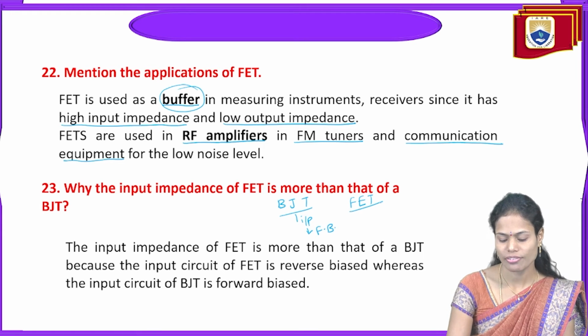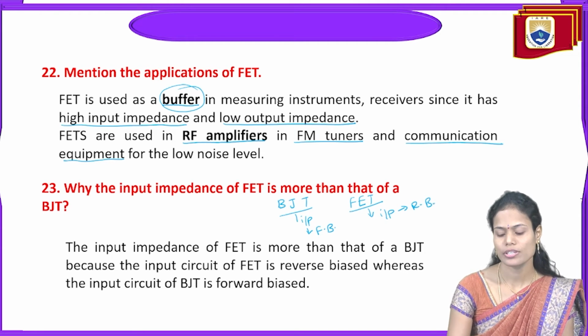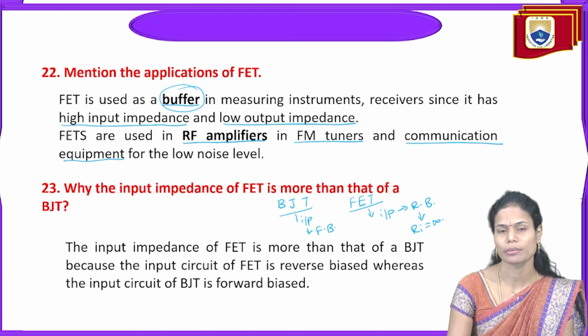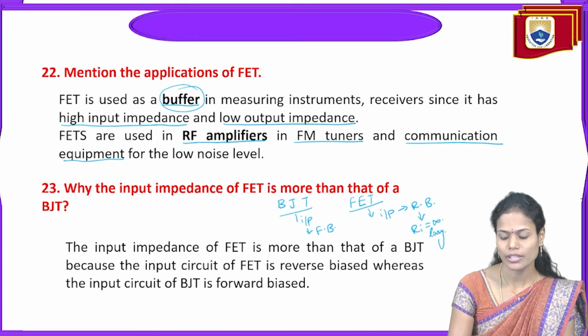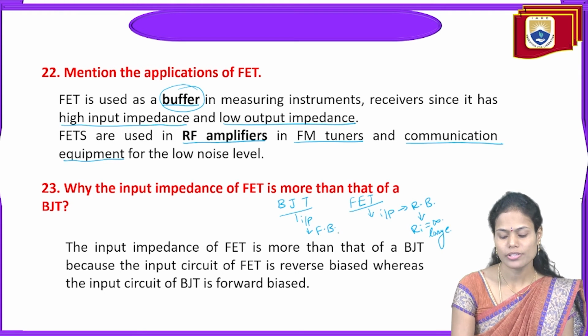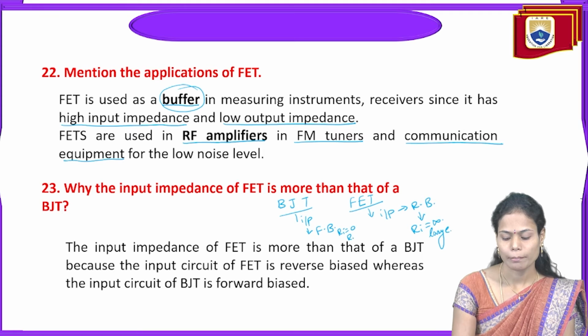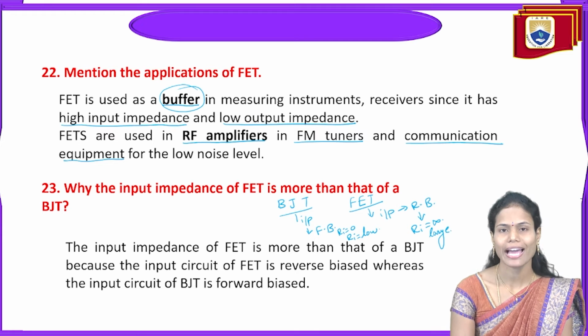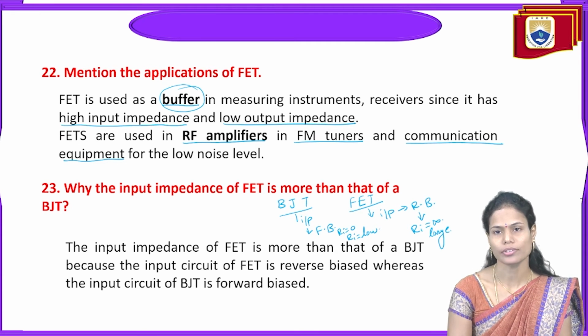But in the case of FET, the input junction is always reverse biased. Once the input junction is reverse biased, the input impedance is very high. In the ideal case it is almost infinity, but in the practical case we get a very large value. Because of that reason, FET has very high input impedance compared to the bipolar junction transistor.